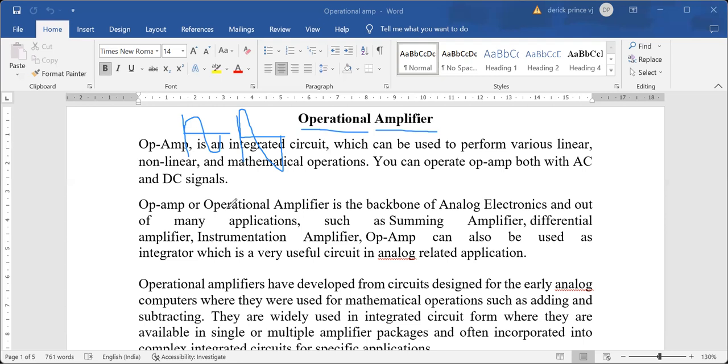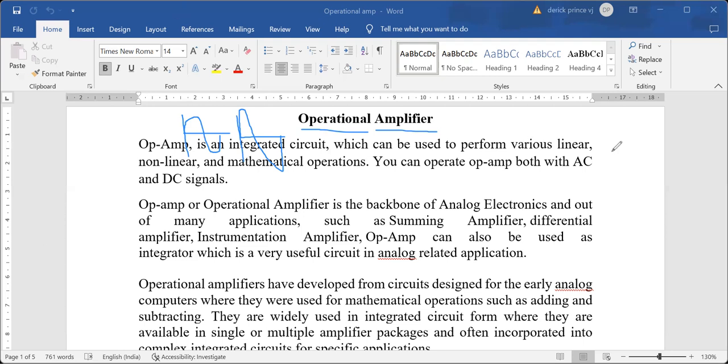We must know what this is for and how it works, what the types of operational amplifier are, what the characteristics of the amplifier are, and the advantages of amplifiers. So about that, we will see a simple introduction from this operational amplifier.